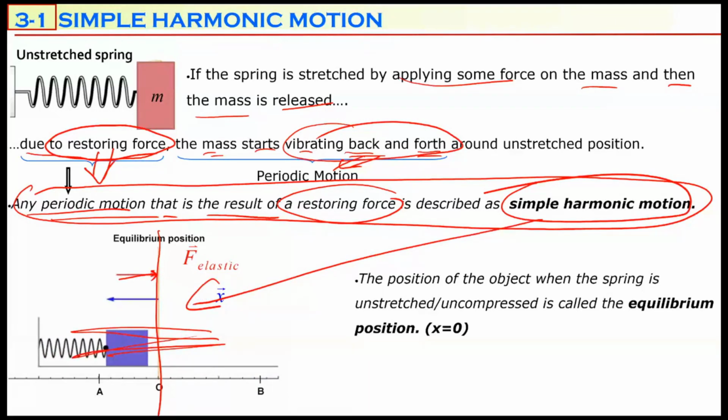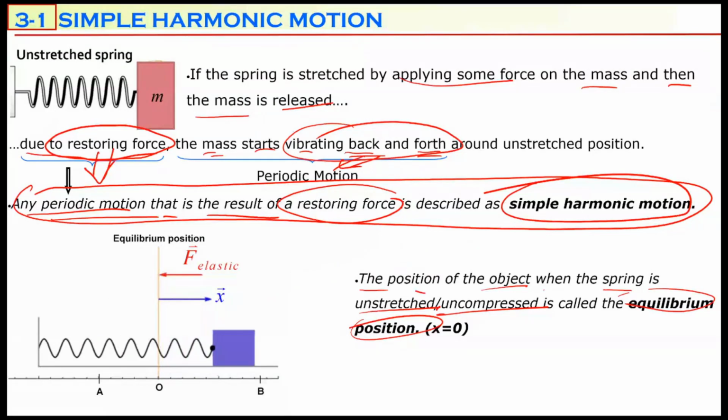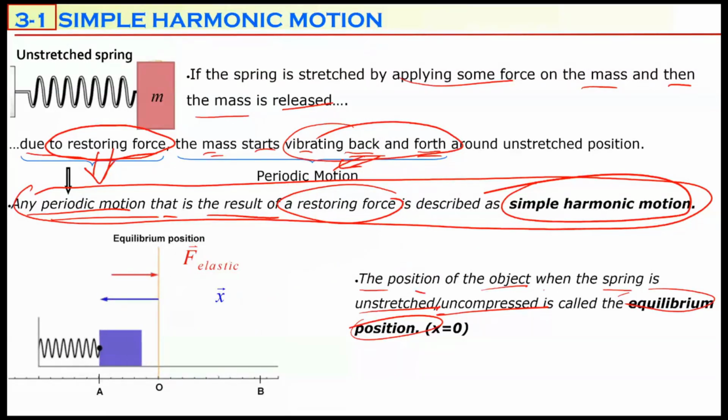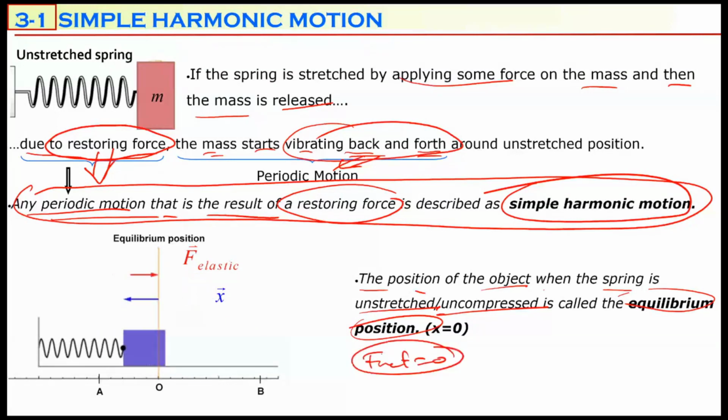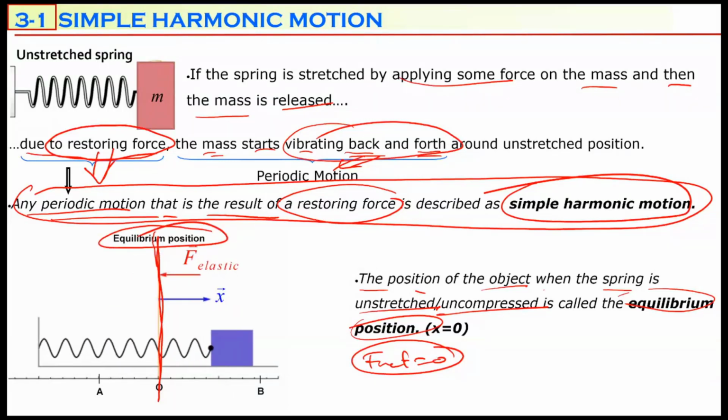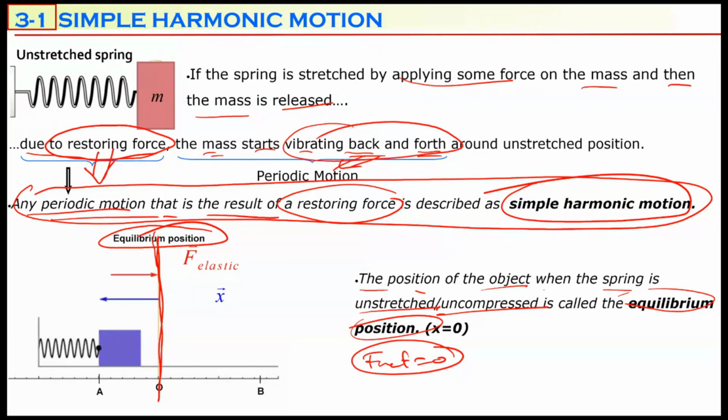One more thing. The position of the object when the spring is unstretched or uncompressed is called the equilibrium position. Why is it called equilibrium position? If you don't compress or stretch a spring, the elastic force is zero. Yani, the net force acting on the object is zero. If the net force on the object is zero, what does it mean? The object is in equilibrium. That's why this unstretched position from now on will be named the equilibrium position. Equilibrium position is the position at which the net force acting on the vibrating object is equal to zero.